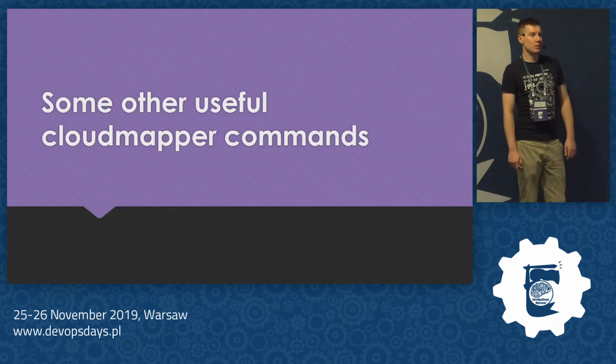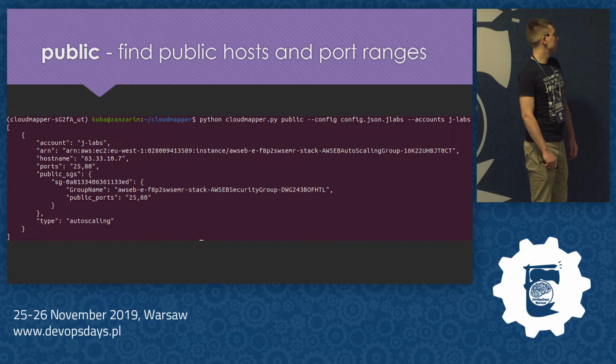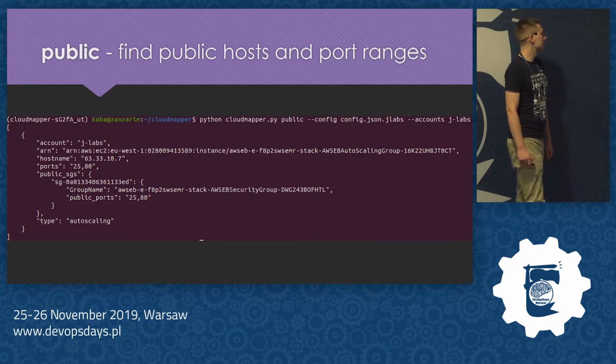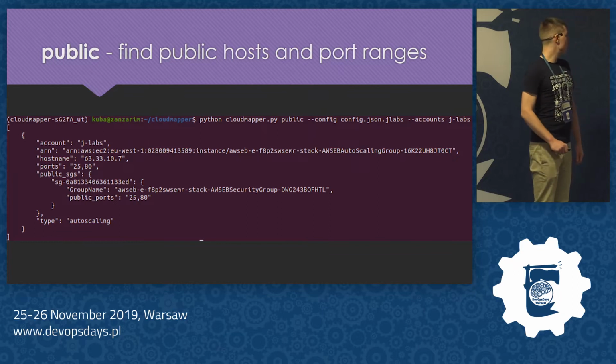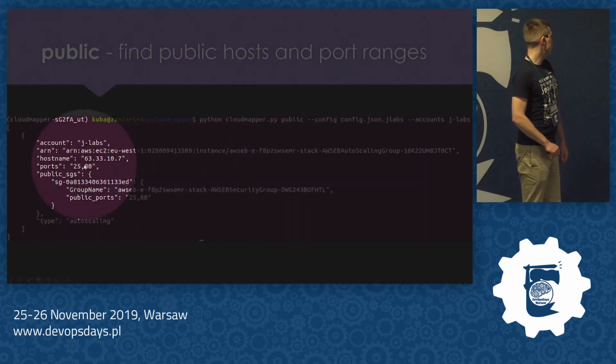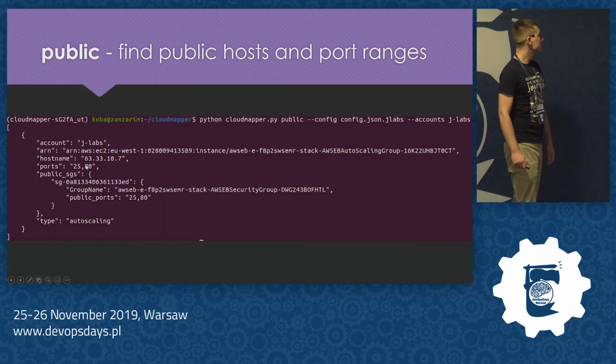And apart from these three main commands in CloudMapper, we can also issue some other ones, like public, which does basically what it says, lists all of the public resources. So here I would have this host with 2 ports, 25 and 80, open to the public.